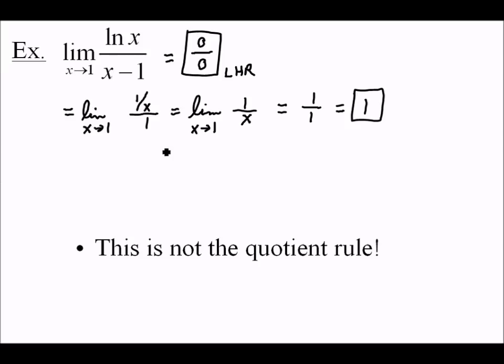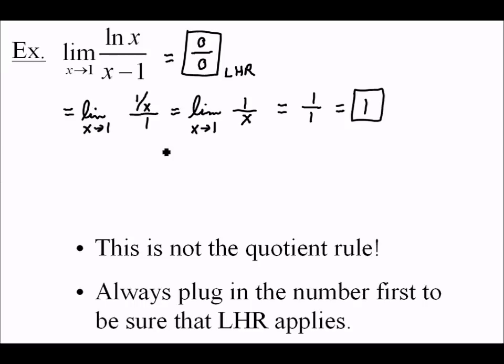The other really important thing I should tell you is that you should always plug in the number first just to make sure that L'Hopital's rule really does apply. Like I said, every single limit, no matter what we ever do, the first thing we're going to do is plug in the number. If we get 0 over 0, use L'Hopital's rule, or infinity over infinity. If you don't get 0 over 0 or infinity over infinity, then you can't use L'Hopital's rule. And either you're going to get an answer or you'll have to try something else.